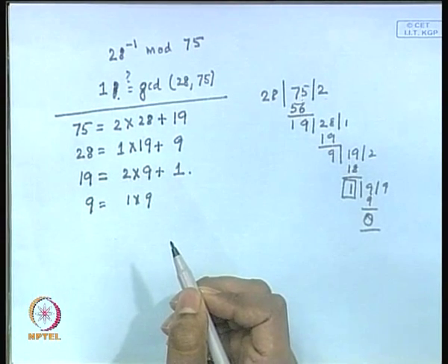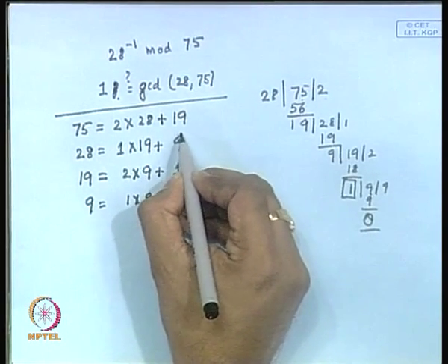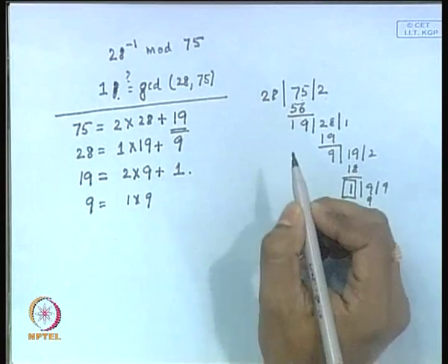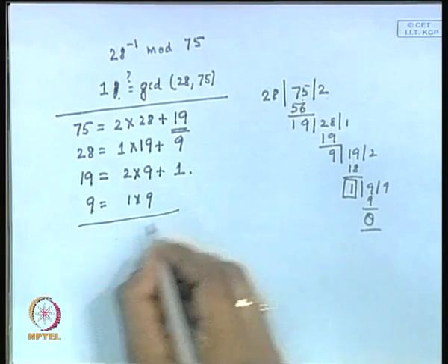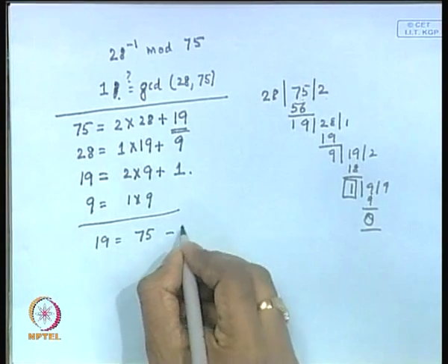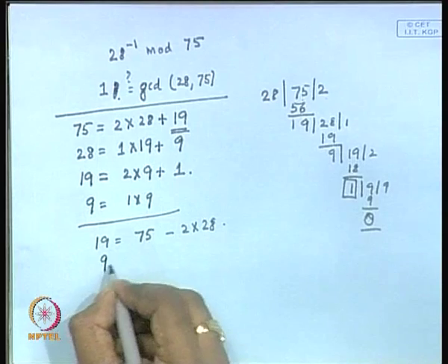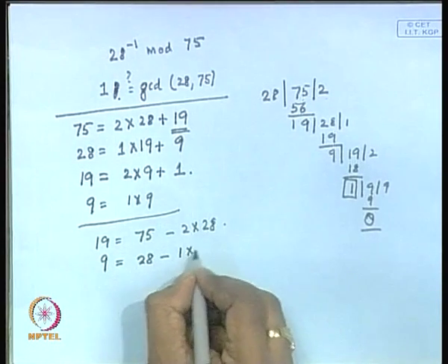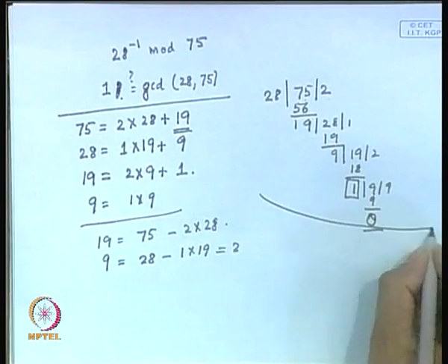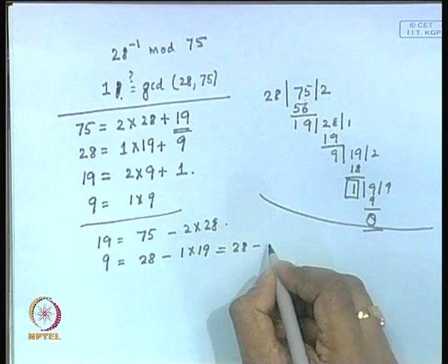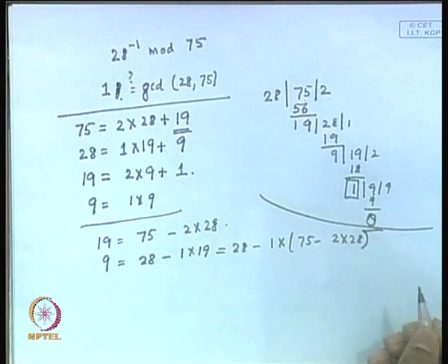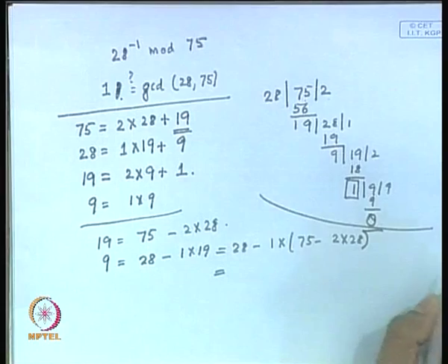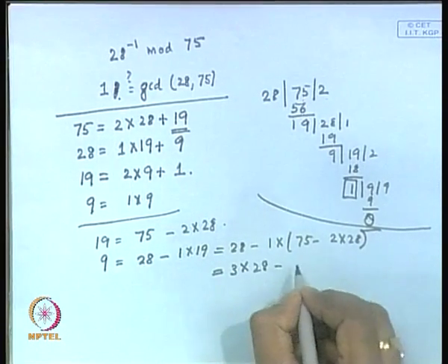Okay. So, now the interesting thing is that you will see that each of these remainders, whatever you are getting as a remainder, can be expressed as a linear combination of the elements 28 and 75. For example, 19 is equal to 75 minus 2 into 28. So, what about 9? 9 is actually 28 minus 1 into 19. But I know how to express 19, right? 19 is nothing but 1 into 75 minus 2 into 28. So, therefore, I can collect these and write this as 3 into 28 minus 1 into 75, right.